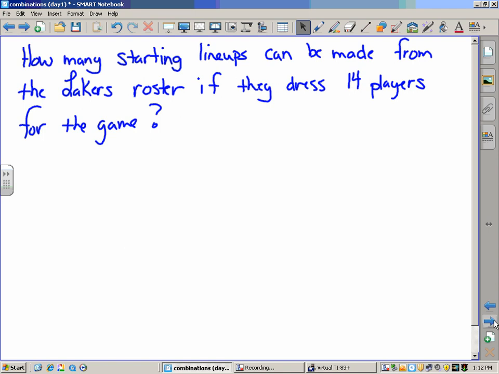You have 14 people dressed on the roster right now. Choose 5 people to play and see if they can win. Go ahead and figure it out. How many different lineups could you get?